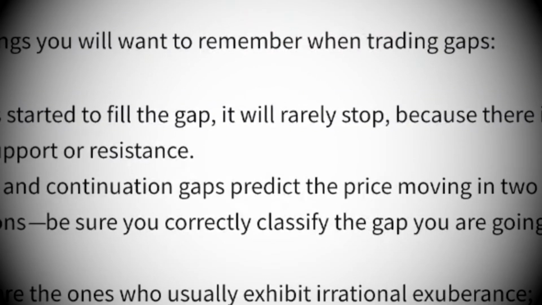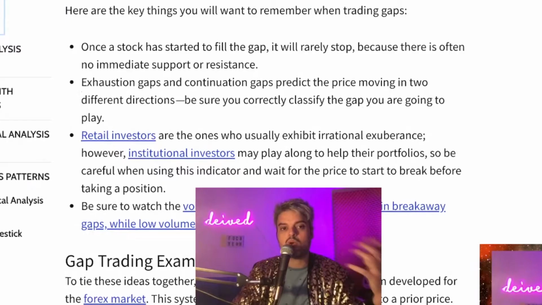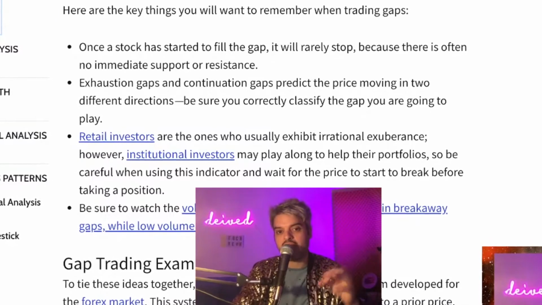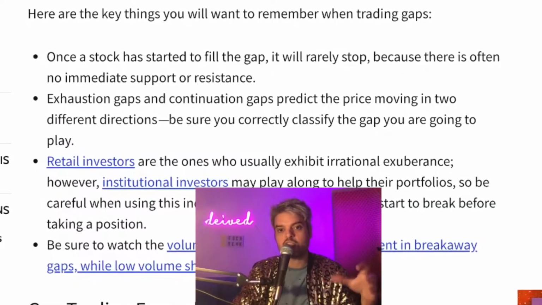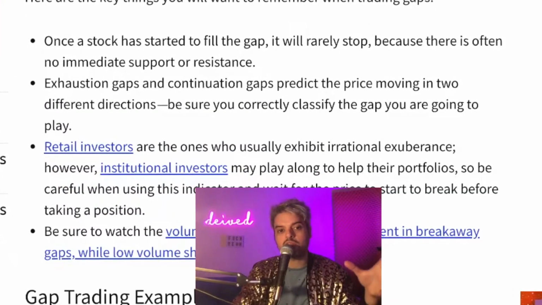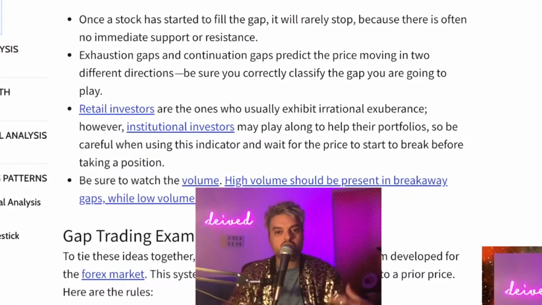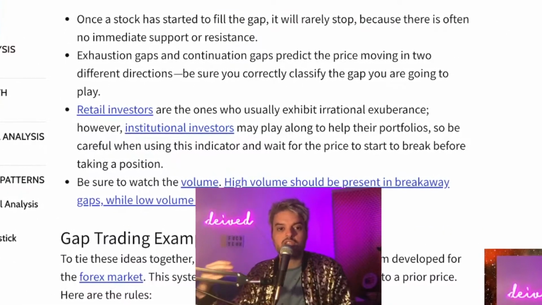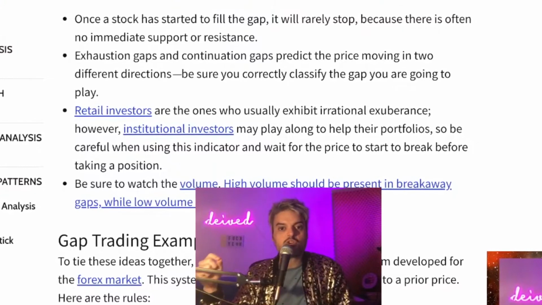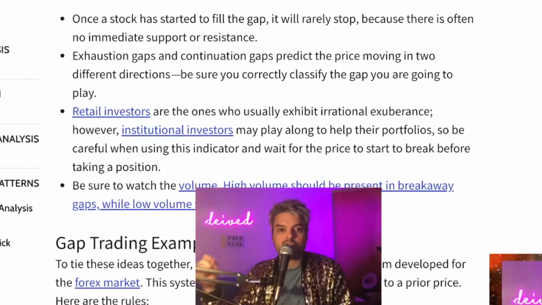Key things you will want to remember when trading gaps. Once the stock has started to fill the gap, it will rarely stop because there is often no immediate support or resistance. Exhaustion gaps and continuation gaps predict the price moving in different directions. Be sure you correctly classify the gap you are going to play.